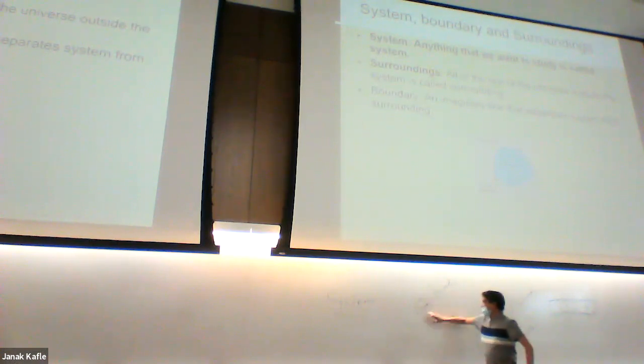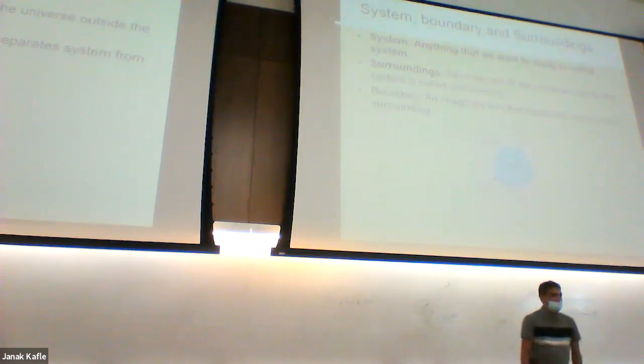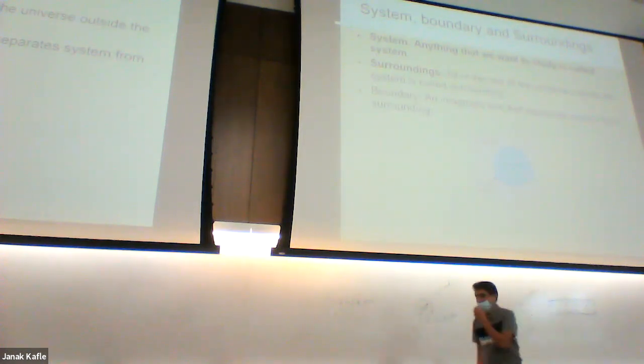Outside everything, outside of the system, everything is the surrounding. And I imagine a very thin line that separates the system from the surrounding, which is called the boundary, right? The boundary. Make sense? So just like that.